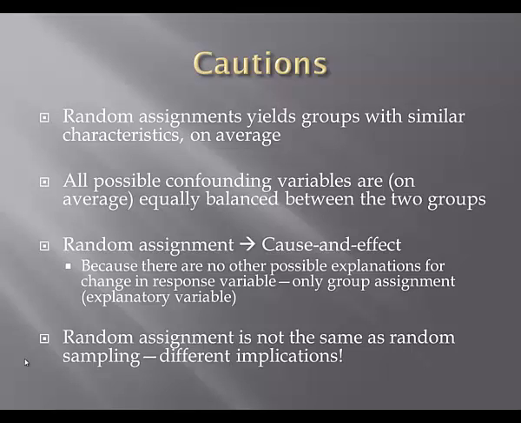Third, random assignment thus allows us to potentially infer a cause and effect conclusion. This is because there's no other possible explanations for the change in the response variable. All these confounding variables have been dealt with. There's only one possible explanation left. That is your explanatory variable, which is under the control of the researcher.